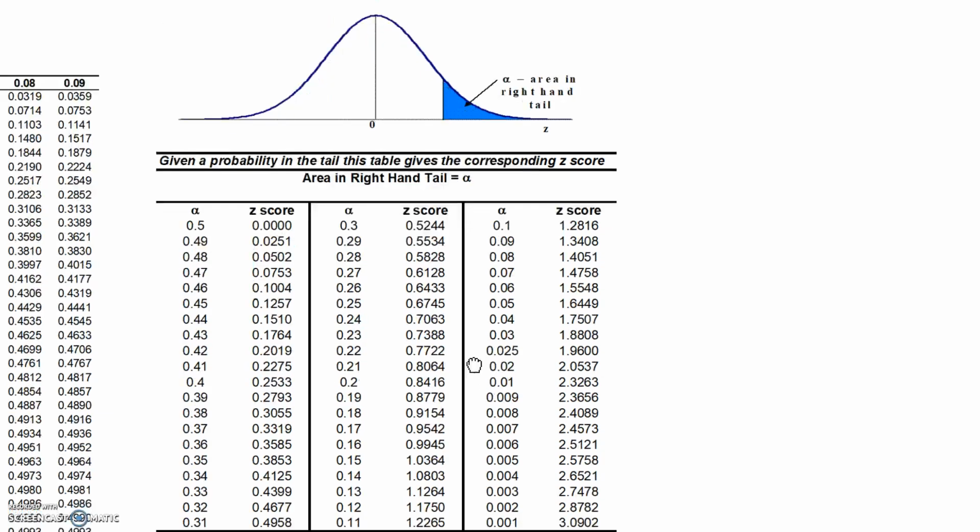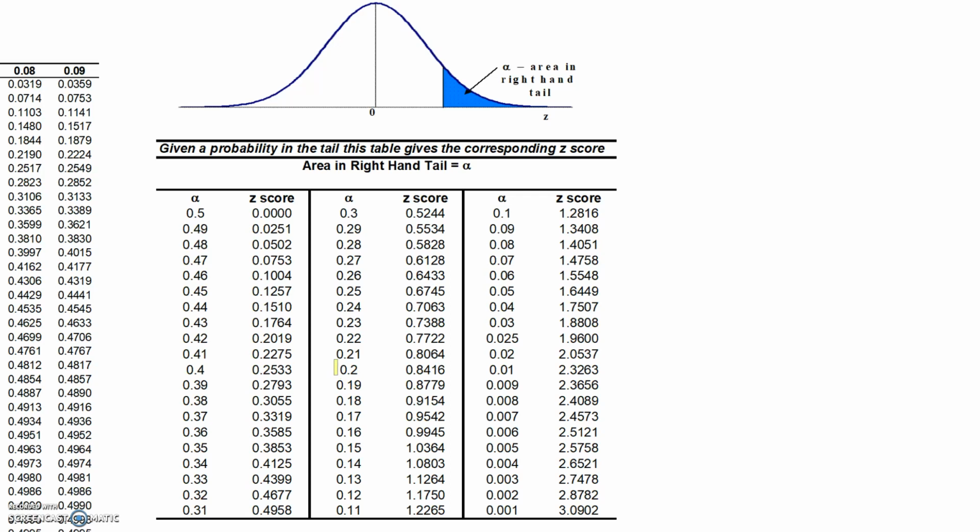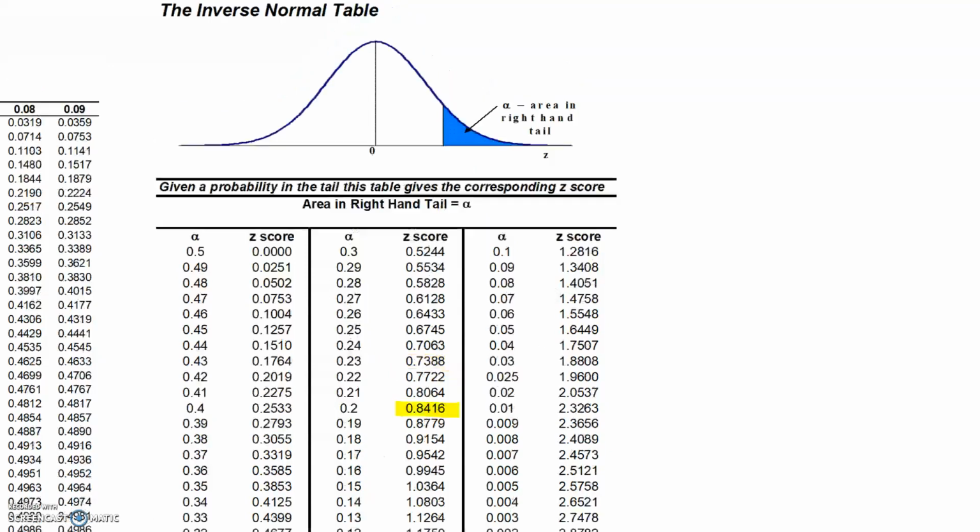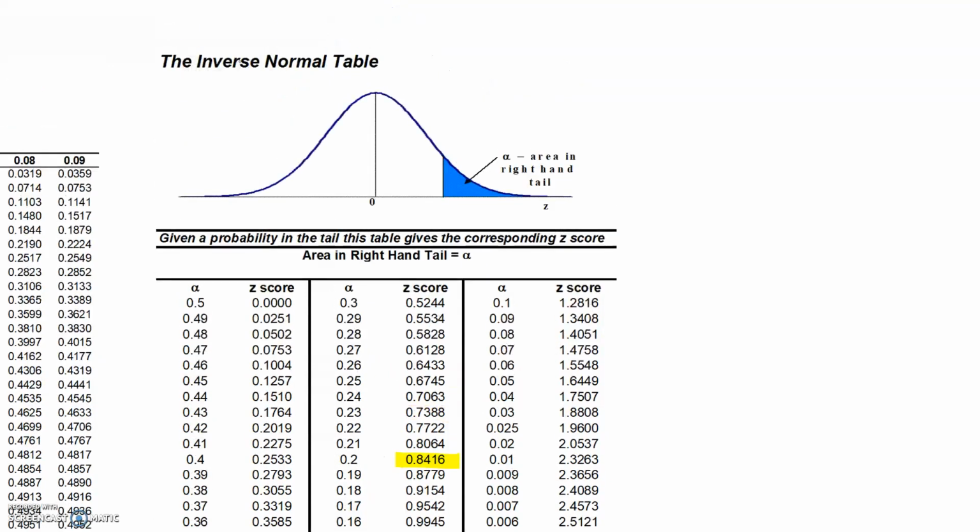If we look through it, we should be able to find 0.2. It's here. So that's alpha, or the area in this bit. That means that the z-score is 0.8416. So hopefully you can see that using this other table, this is known as the inverse table, you can get a little bit more accurate in terms of your result. And it's usually a little bit easier.